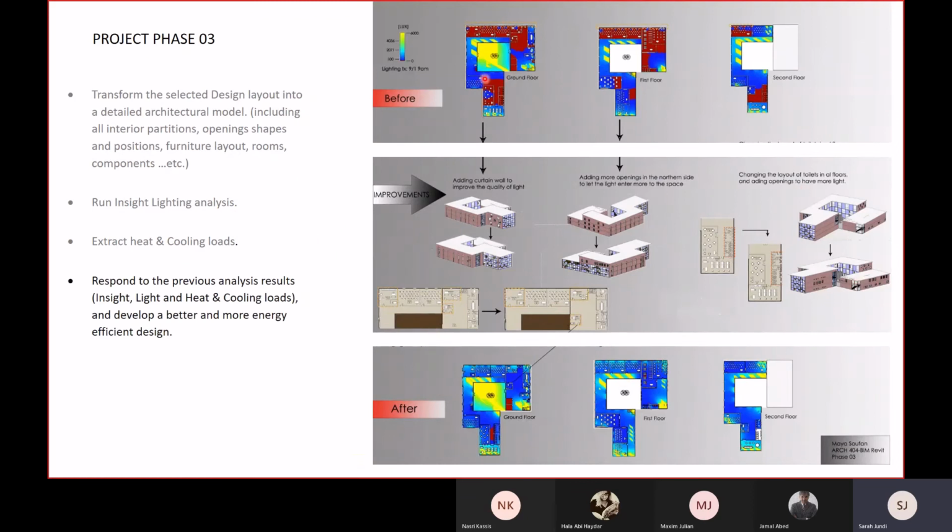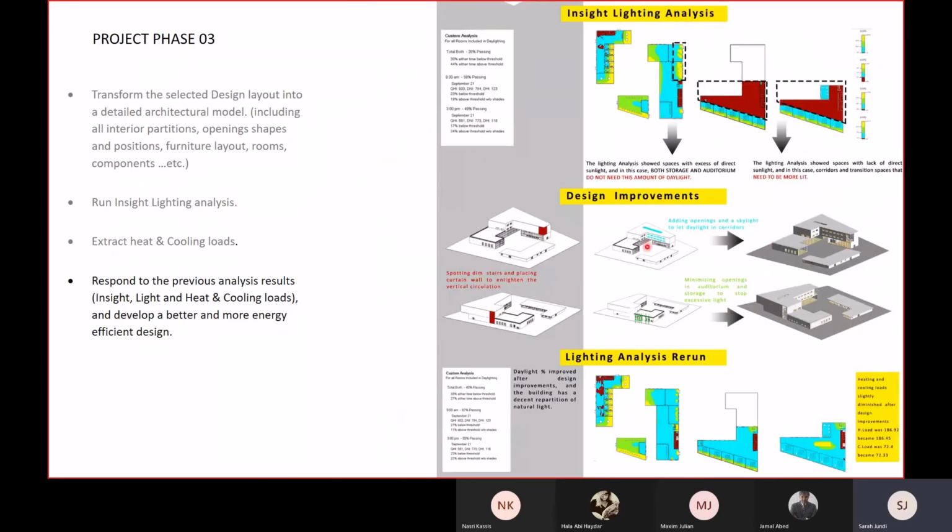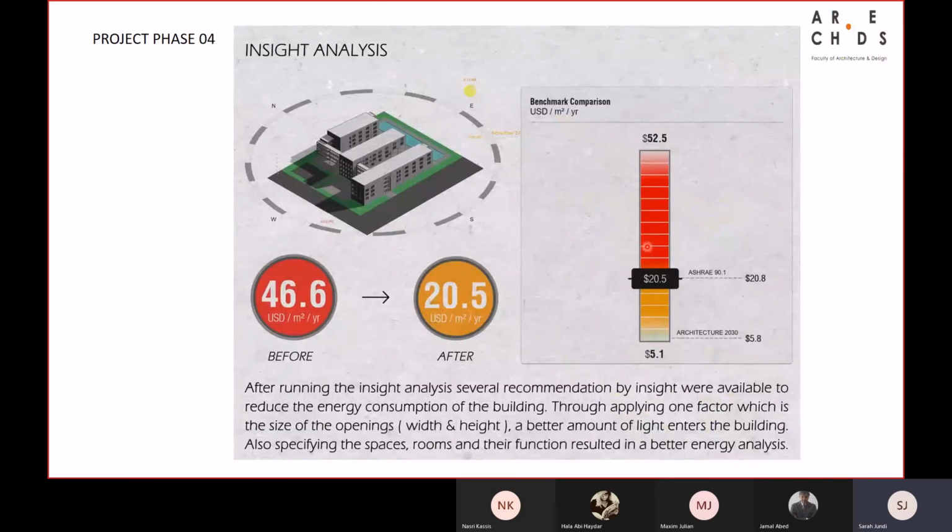For example, in this case, they've run the lighting analysis, and they discovered there are spots where they have bad lighting conditions, and they took design decisions to improve the lighting conditions or to reduce the overexposed lighting conditions. We can see another example here. In the fourth phase, they wrap it all together, showing their final decision and the jump in the energy performance.